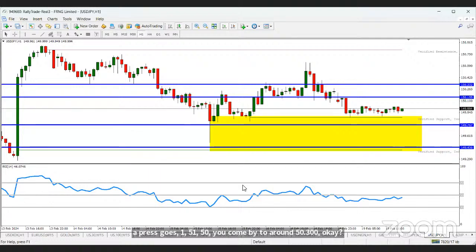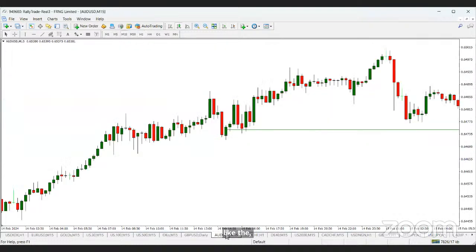We've already looked at US 100. We've looked at Euro USD and USD JPY. Those are the dollar pairs we're actually considering today. But let me look at one more dollar pair. And let's check out AUD USD.